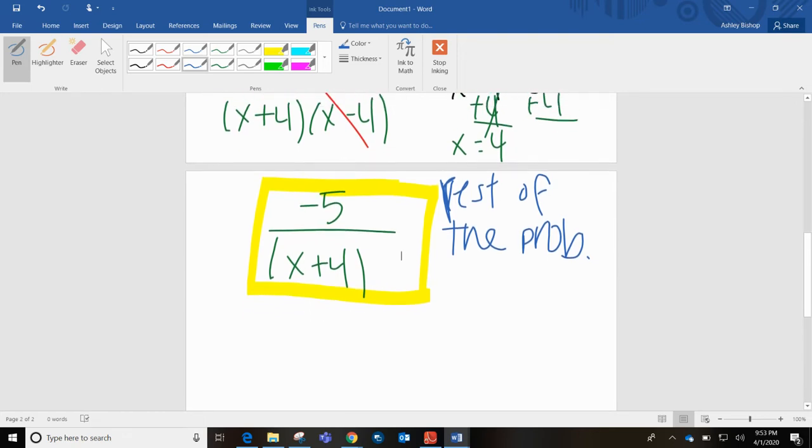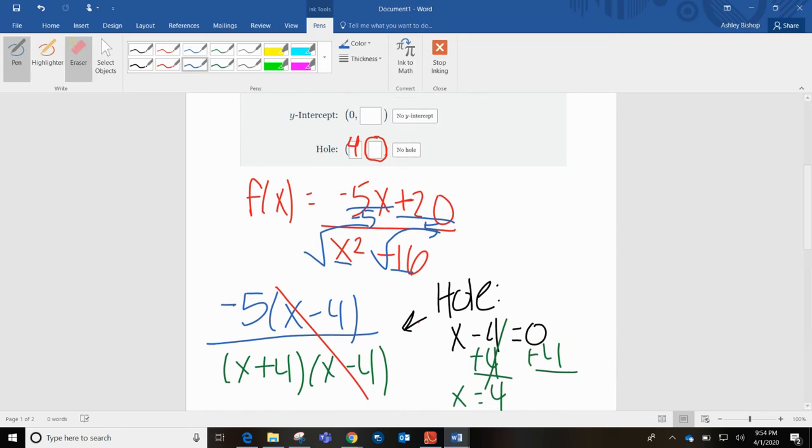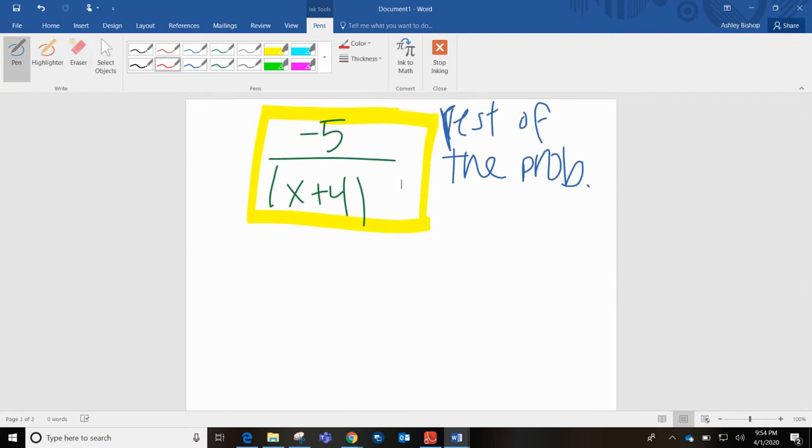And so I need to figure out the y value of the hole. So in order to find the y value of the hole, I need to substitute what I got for my hole into what I have left. So this is what I have left. And I had a hole at x equals 4. So a hole at x equals 4. And I need to substitute that into this.